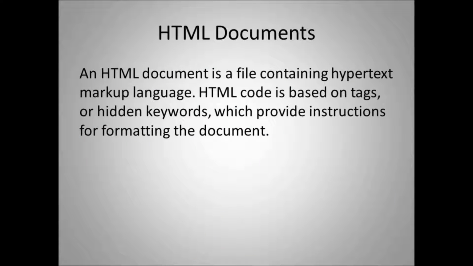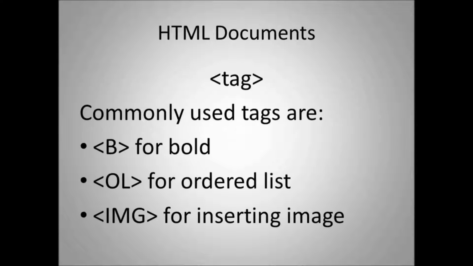Next is HTML documents. HTML document is a file containing hypertext markup language. HTML code is based on text or hidden keywords which provide instructions for formatting the document. Commonly used texts are such as B for bold, OL for ordered list, IMG for inserting image.